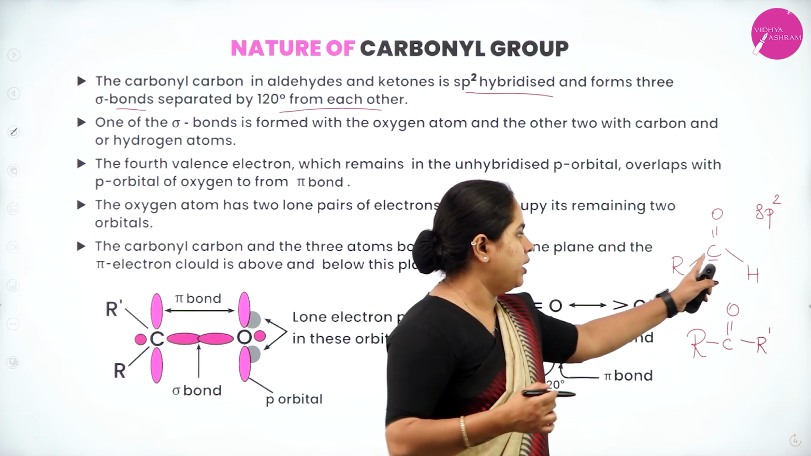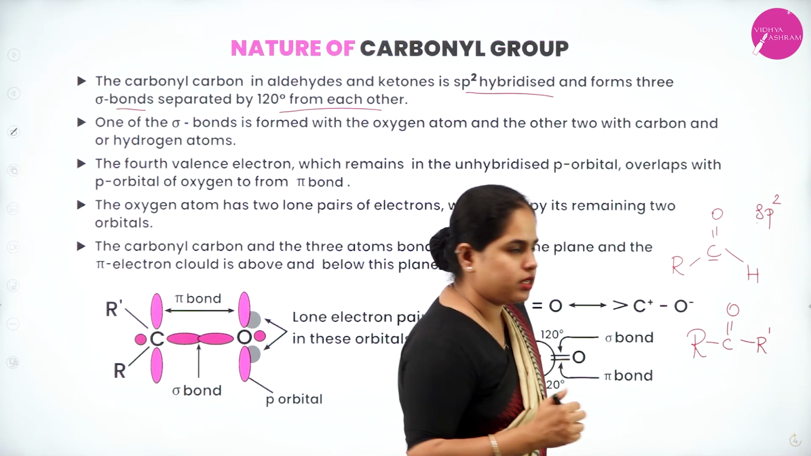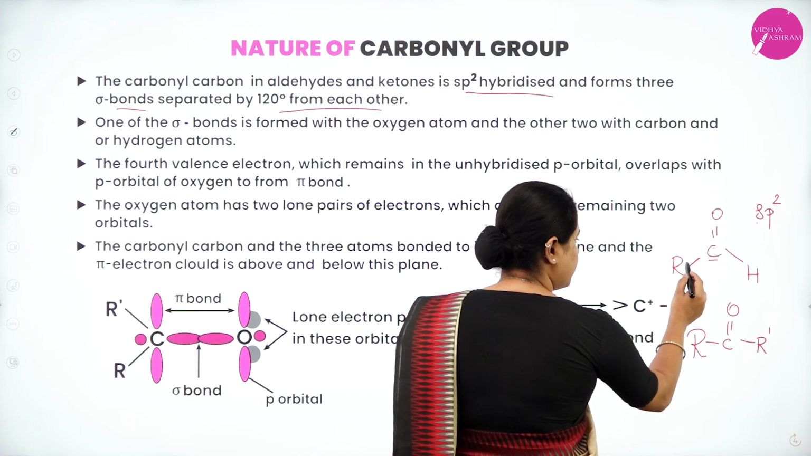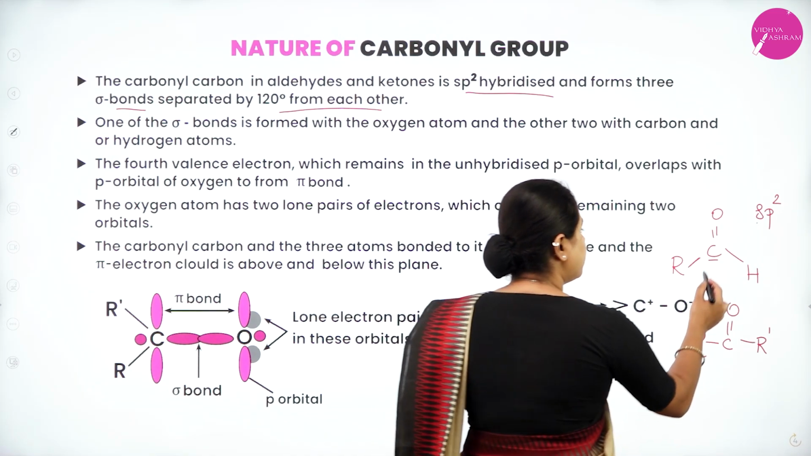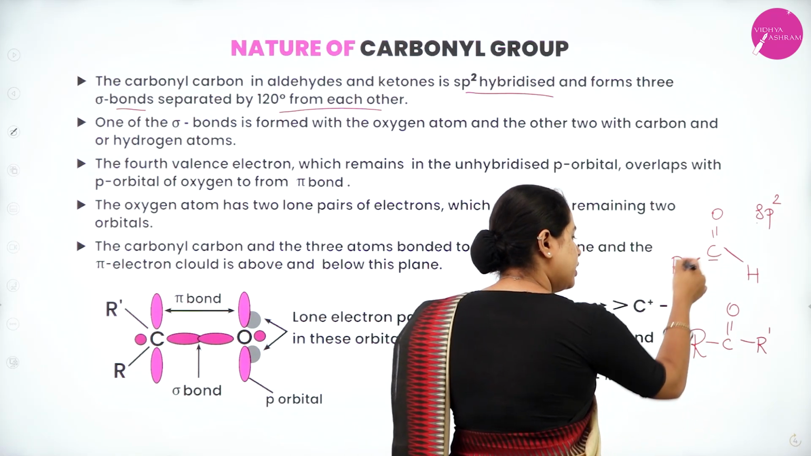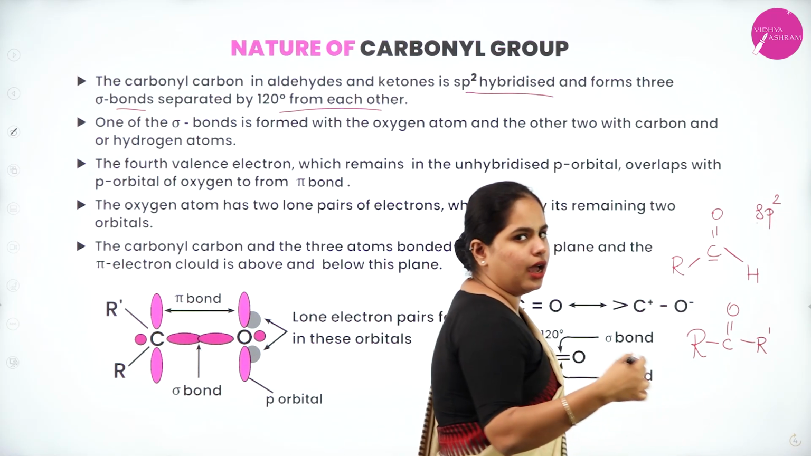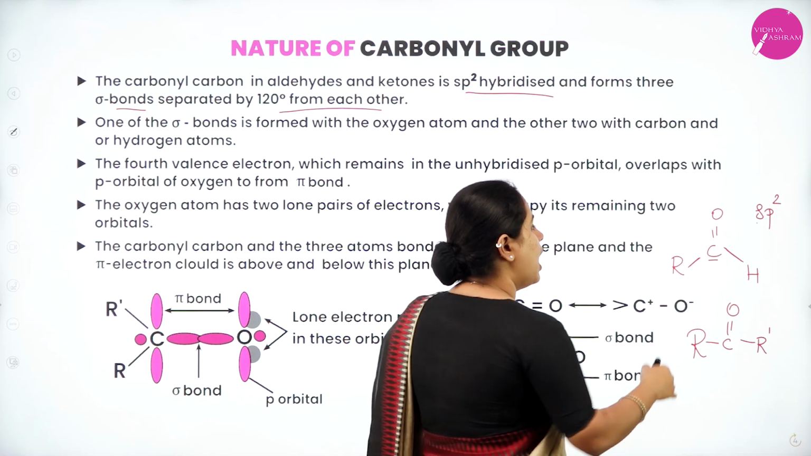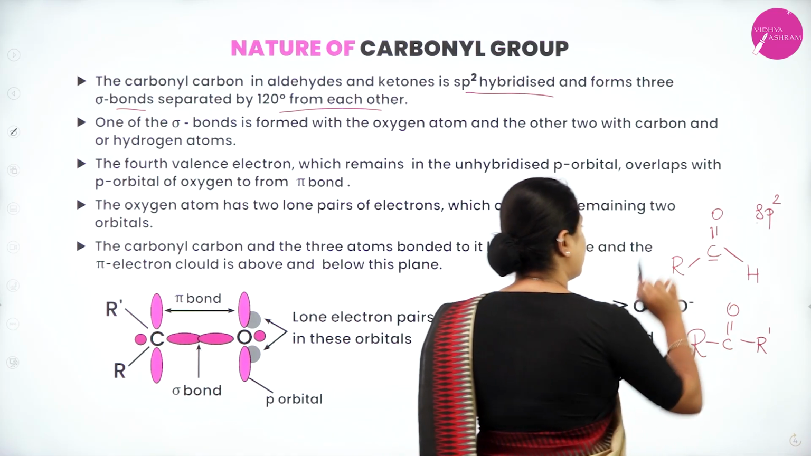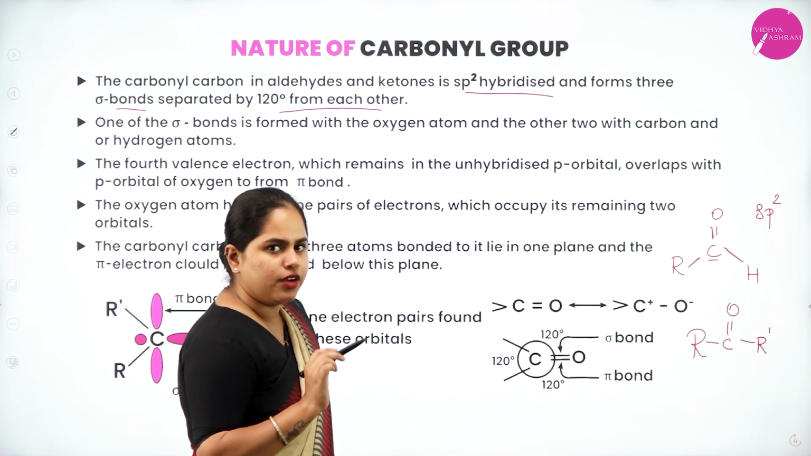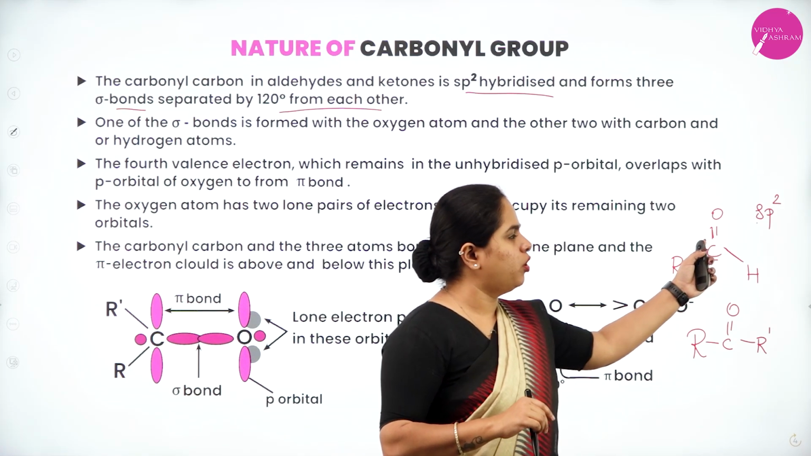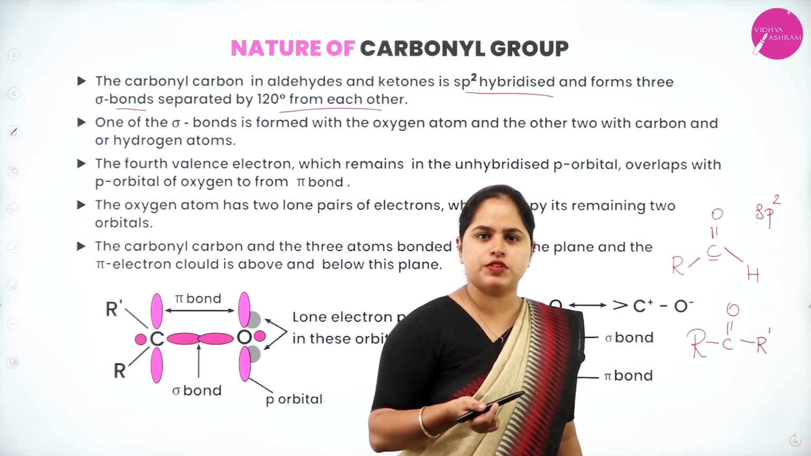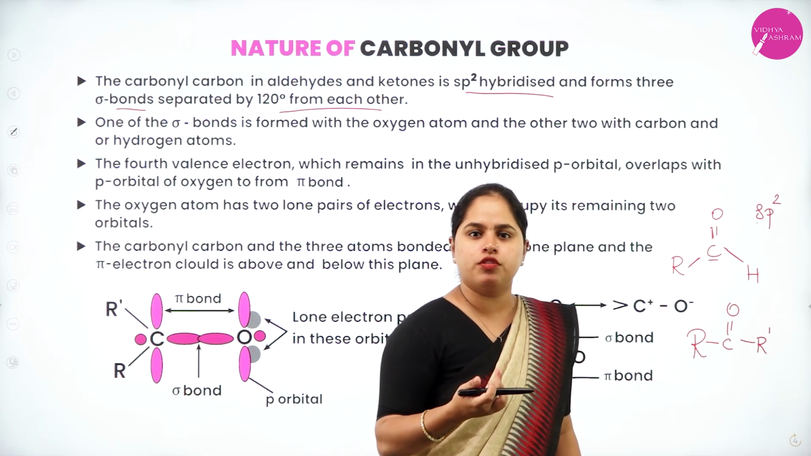So this carbon atom is forming 3 sigma bonds, right? One sigma bond with one of the other carbon atom, which is part of the alkyl or aryl group. Another one with the hydrogen atom, or in case of ketone, another alkyl group or aryl group itself, and one sigma bond with the oxygen atom, right? So totally 3 sigma bonds it is forming. Now you have a double bond here also. Now how is the double bond formed? It is formed by the pi bond formation, right?